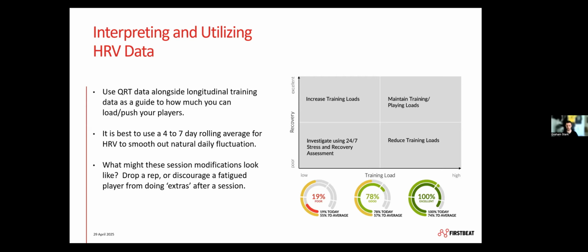We've got here, like you can also utilize the 24/7 stress and recovery that we offer to kind of get an insight into how they're managing their lifestyle away from the training field. Generally, we would suggest using a 4 to 7 day rolling average for the heart rate variability, because there is an element of daily fluctuation. So if you just use a single score, it could be that that's a slightly lower fluctuation than normal. So it's better to use a rolling average alongside your training loads, because then this smooths that out, and you're then kind of judging each week or each 7 day period sort of on the same basis as before.